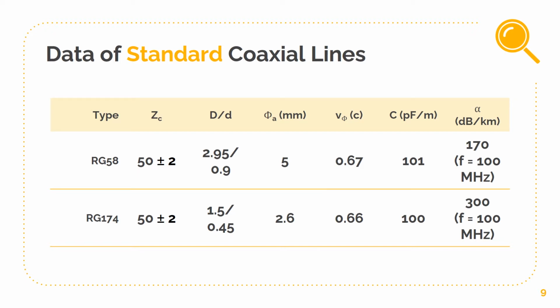And the velocity of propagation in RG58 is 67% of the speed of light, while RG174 is 66% of the speed of light. That's a minor increase in speed in RG58, and their capacitance are almost the same, 101 for RG58 and 100 picofarads for RG174. Their attenuation for RG58 is 170 decibels per kilometer, and for RG174 it is 300 decibels per kilometer.